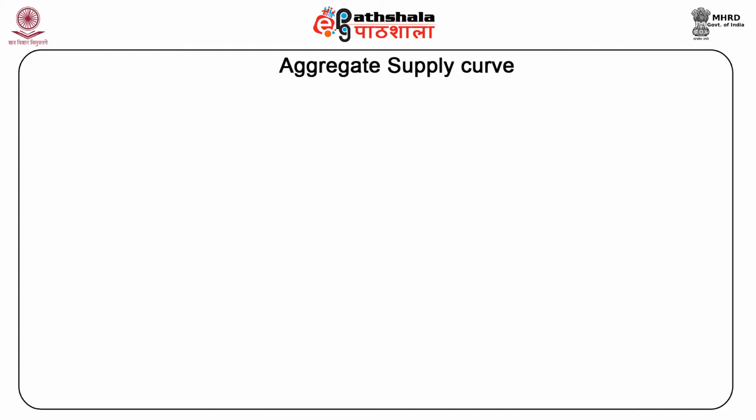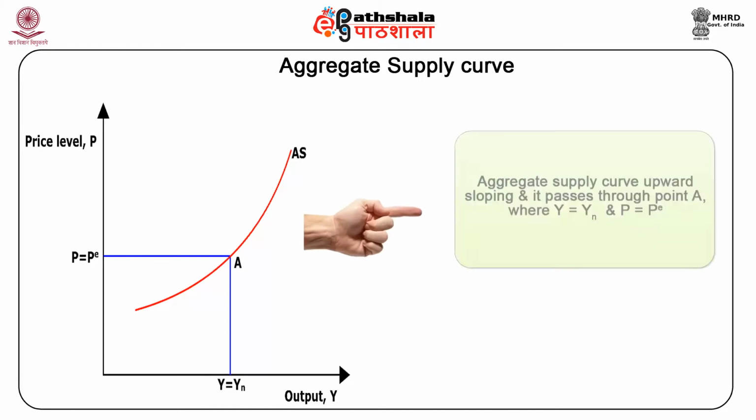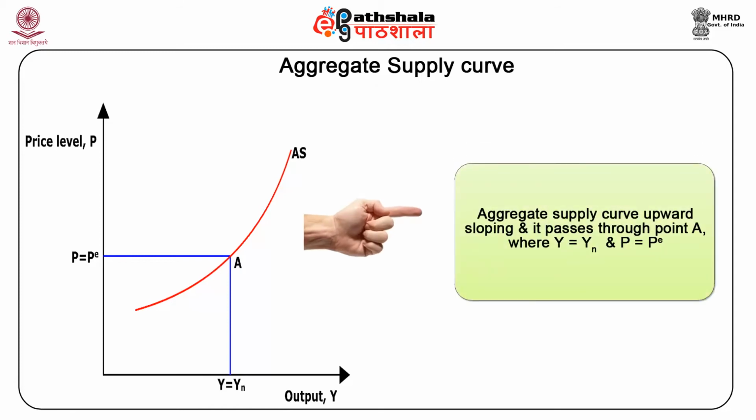The relation between the price level P and output Y for a given value of expected P is represented by the following figure. The aggregate supply curve is upward sloping and it passes through a point A where Y is equal to Yn and P is equal to expected P.